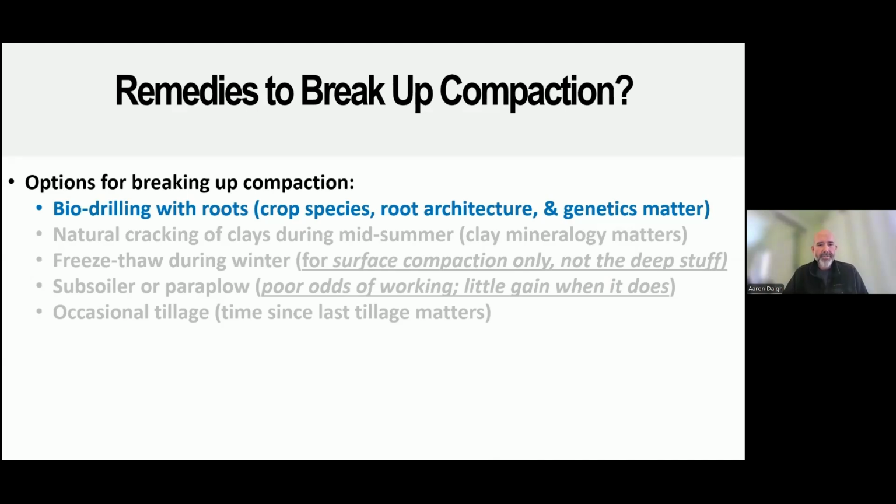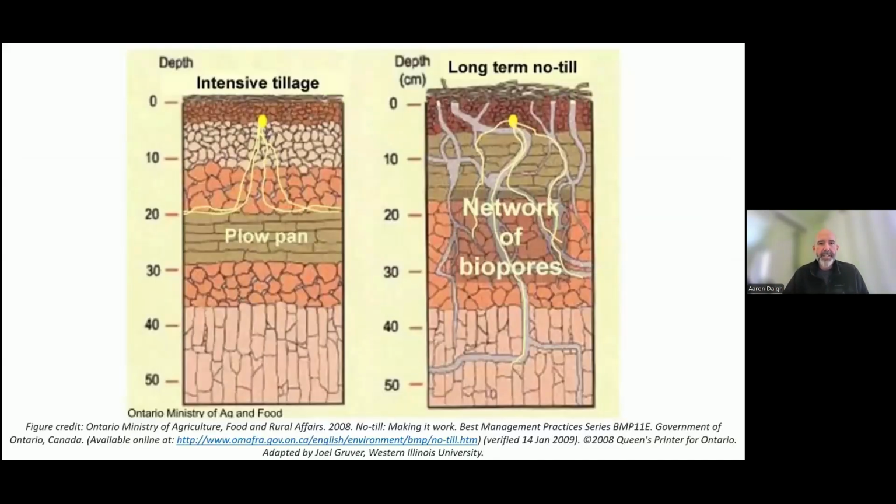The first one, bio drilling with roots. So crop species, root architectures, genetics matter in here. I like this diagram right here because it shows that when you have a soil that has a compacted layer down in it, roots start going and then they'll grow laterally once they hit it.